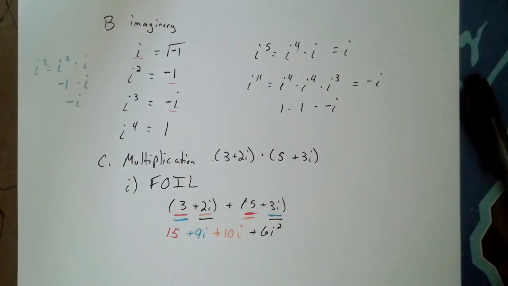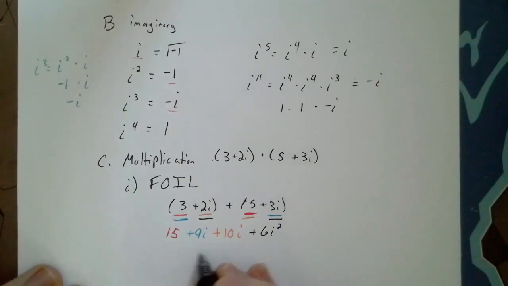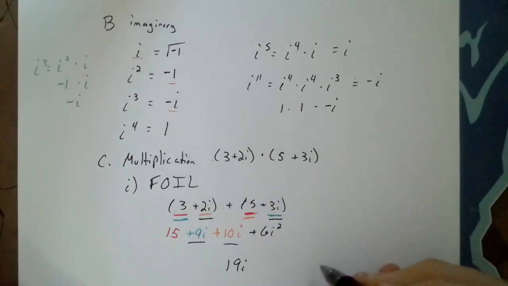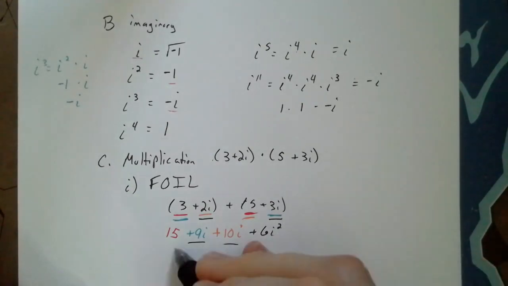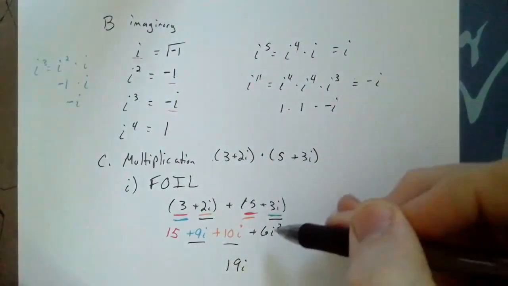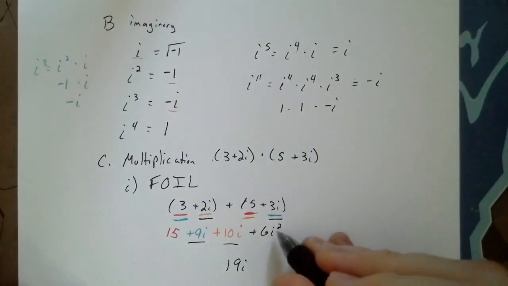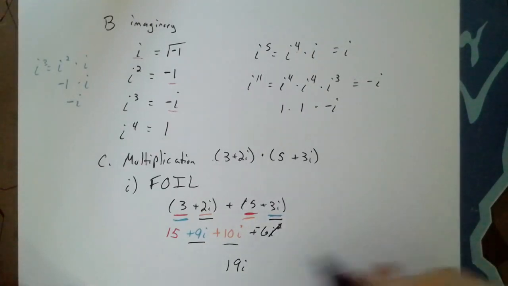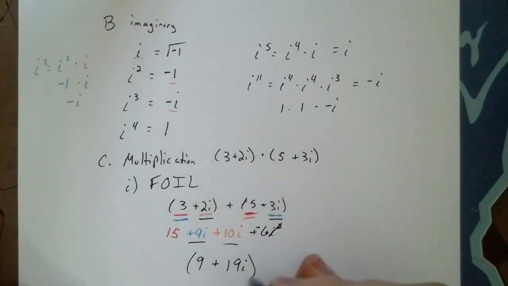Now I'm just going to combine like terms. Two of these are easy to see, right? 9i and 10i are like terms, and I get 19i. What a lot of students miss here is that 6i squared and 15 are like terms. Remember we just talked about i squared being negative 1. So what I like to do is cross out the i squared, and when I do that, I change the sign. So now I have 15 plus negative 6, which is 9, okay? So my answer is 9 plus 19i. That's the FOIL method.